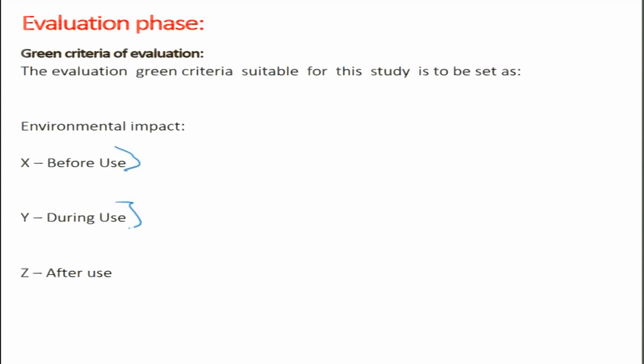We can have these three areas here: before use, during use, after use. Again, for each one we can think of the material, we can think of energy and pollution. We can think of these as positive, 0 and negative for each one.